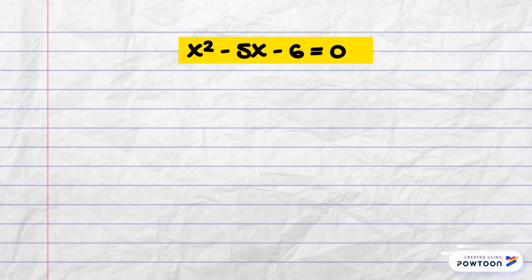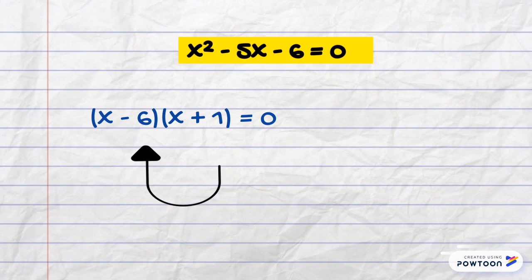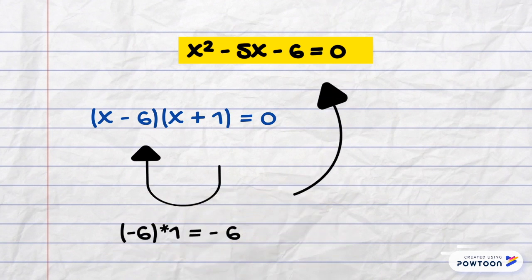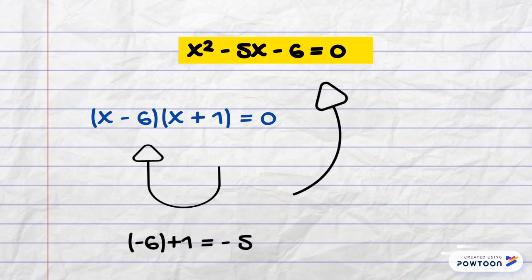The question is x squared minus 5x minus 6 equal to 0. We have to factorize it for this question. You can see on the screen that we have minus 6 and plus 1. So if we multiply both of them together, we will get minus 6, which is the c part of the equation. And if we add minus 6 plus 1 together, we will get minus 5x, which is the second term.